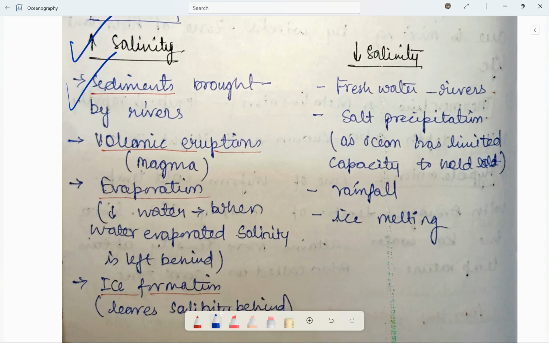Next comes decrease in salinity. How will there be a decrease? First, fresh waters. Second, salt precipitation: the oceans have a limited capacity to hold salt. If the amount of salt increases, this will lead to deposition of the same on the oceanic floor. Third being rainfall. If the water level increases, the salinity will decrease. Last being ice melting. As we know, ice formation leads to an increase in salinity. The ice melting will decrease the salinity of the water or the oceans.